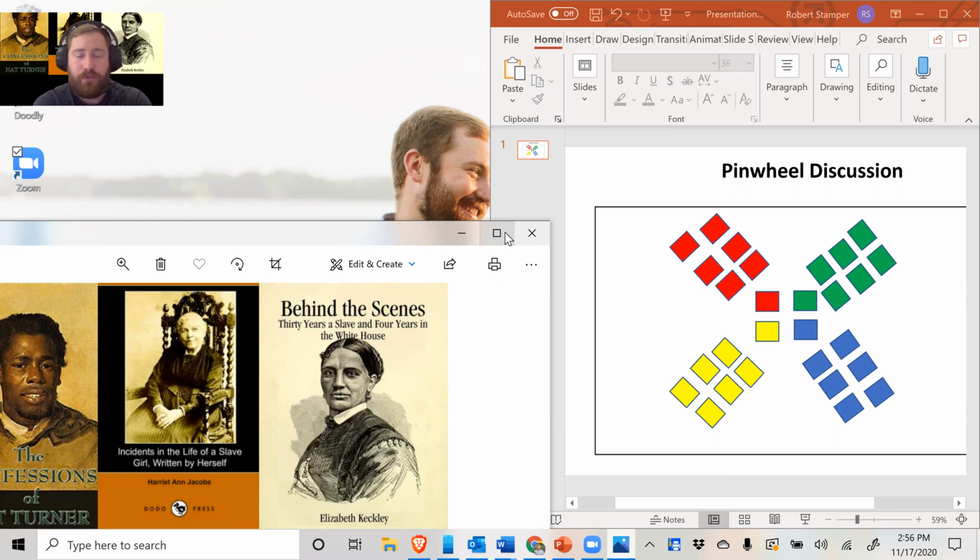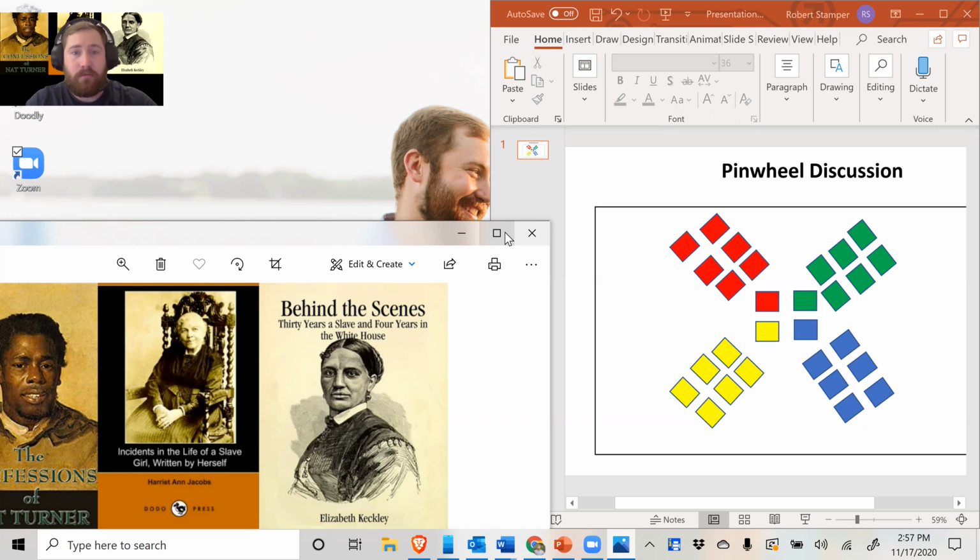I am going to choose three different books to do this lesson on, and the lesson is titled A Pinwheel Discussion. I don't know if you've heard of these before, but as a future English teacher myself, I really enjoy this style of discussion. And it does a perfect job of integrating three texts to be analyzed by a class.